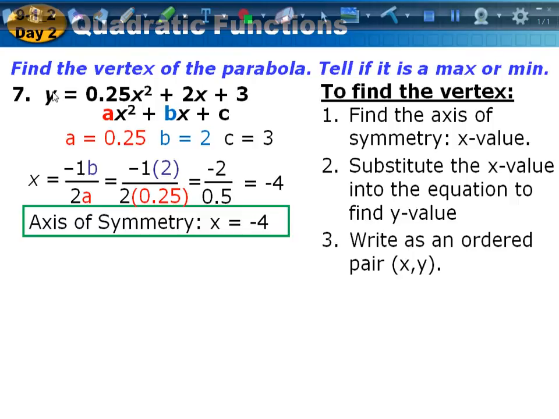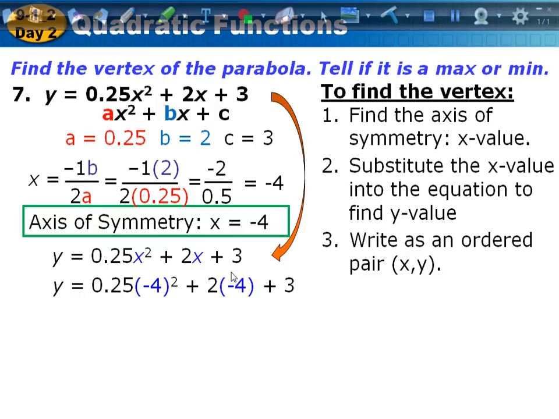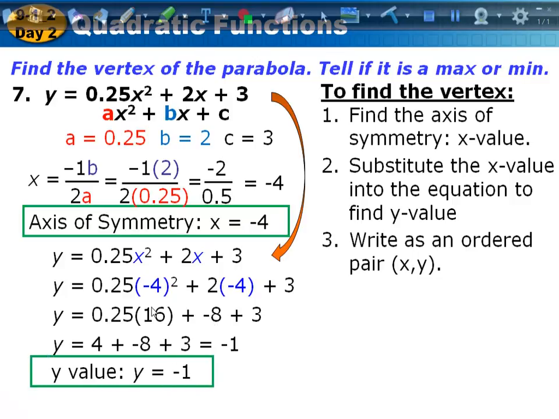So to find the y, everywhere we see an x, we're going to plug back in the negative 4. So we're going to go back to our original equation right here, and everywhere we see an x, we're going to plug in that negative 4. You can plug all this in your calculator if you're in class, but if not, we're going to do it step by step. Negative 4 squared is 16. 2 times negative 4 is negative 8. Then I'm going to multiply these two. 0.25 times 16 is 4. 4 plus negative 8, or minus 8 plus 3 is negative 1.